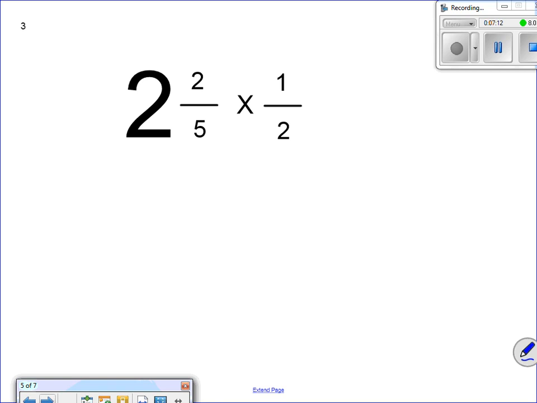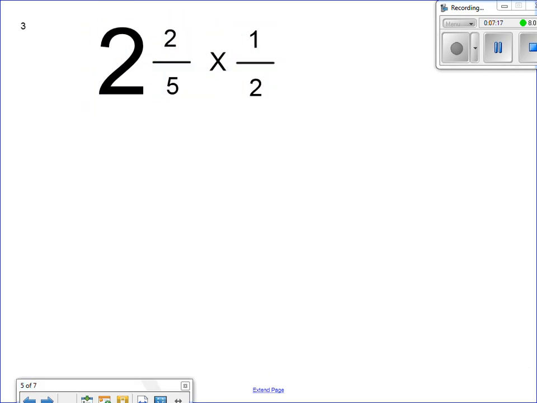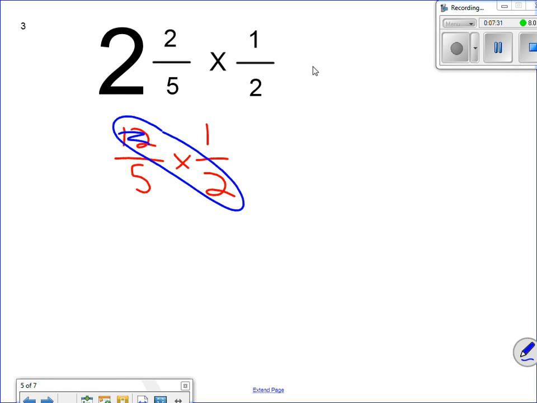Let's do another one. Change them into improper fractions. We have 5 times 2 is 10 plus 2 is 12 over 5 times 1/2. Luckily, we can cross reduce this time. Divide them both by 2. 5 and 1 we can't, so 6 times 1 is 6. 5 times 1 is 5. How many 5s go into 6?